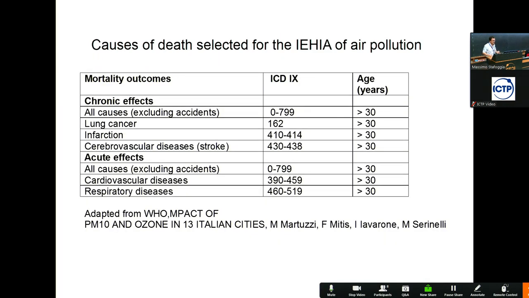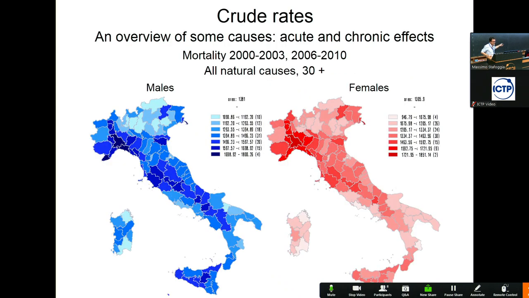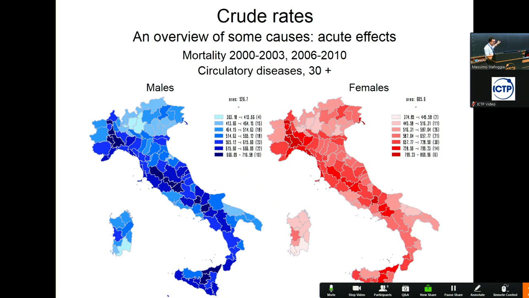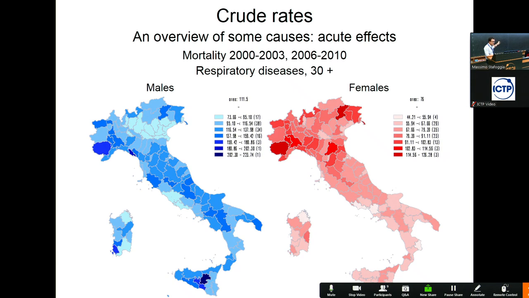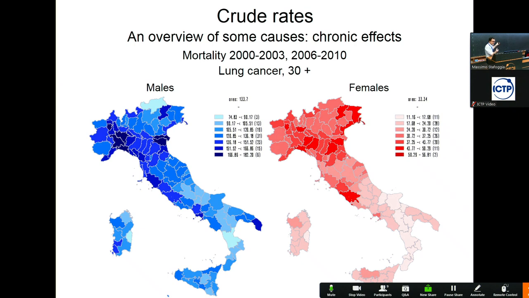These were the causes of death which were selected in a previous impact assessment evaluation that was done in Italy, and basically there was a focus on chronic effects, and so these causes you can see here: all causes, lung cancer, myocardial infarction, and cerebrovascular diseases. And for the acute effects, these were the causes on which the researchers focused. And these are just simple maps by province. In Italy, we have 20 regions and I think 110 provinces, with the crude rates that can be derived from these publicly available sources of data. So this is for all natural causes, males and females, and there are other maps for the other causes as well. So, of course, the idea is we really need to get this kind of information.